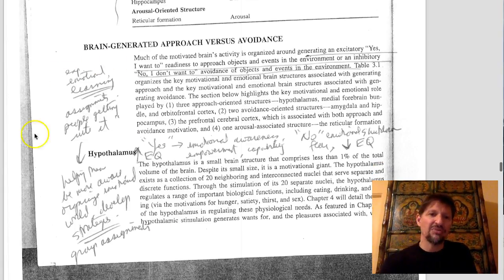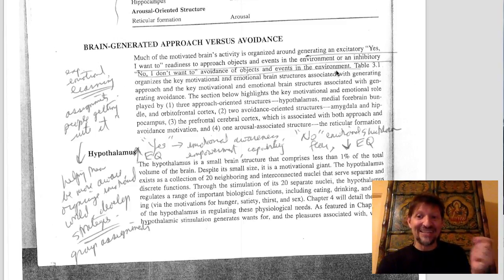Okay, again, we're getting back to emotional learning here. Brain-generated approach versus avoidance. Much of the motivated brain's activity is organized around generating an excitatory yes, I want to, readiness to approach objects and events in the environment, or an inhibitory no, I don't want to, avoidance of objects and events in the environment. What we're trying to do is move you people in this class from a no, I don't want to, avoidance of conflict and uncomfortable emotions to saying, yes, this is interesting. And if I engage it successfully, I will have better relationships and a more successful life. So there is a positive motivation to engage it rather than simply a negative motivation to avoid it.